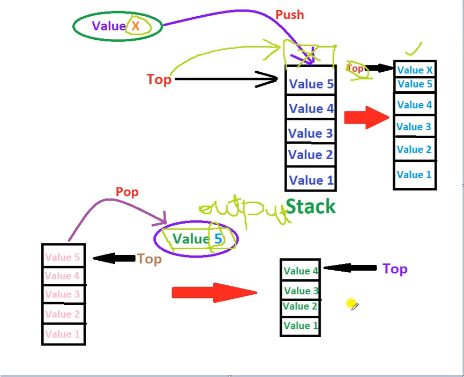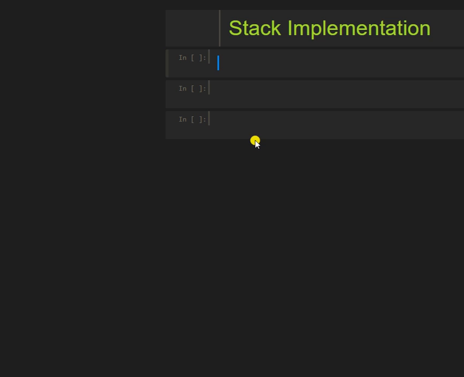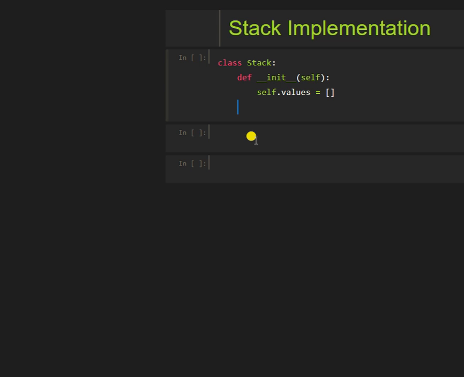So let's code it out. You will love the Python implementation. We are now at the Jupyter notebook, and first we will define a class named stack. Now we will initialize the values in it, self, and we will say self.values equal to an empty list. That's it.